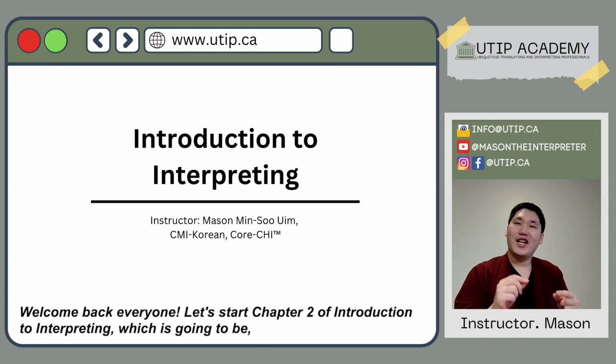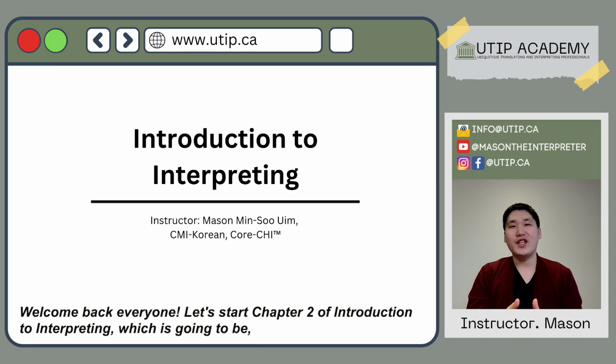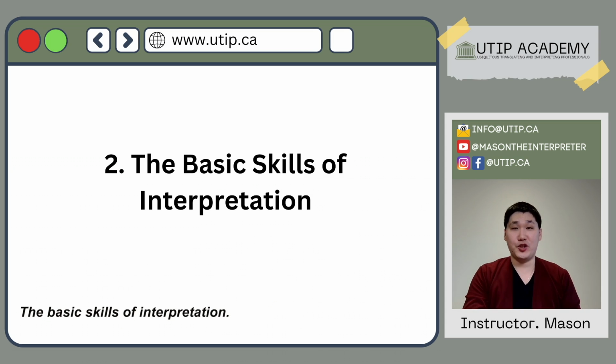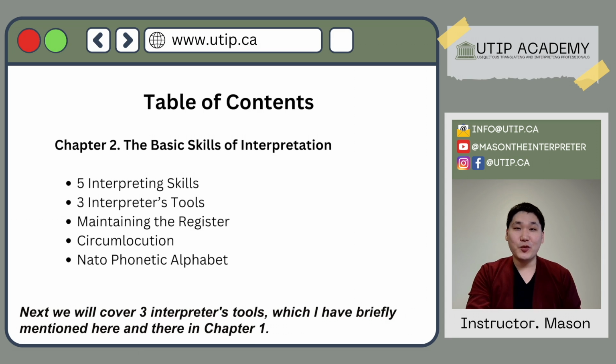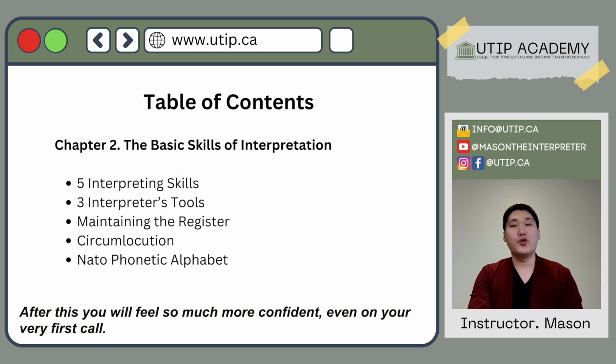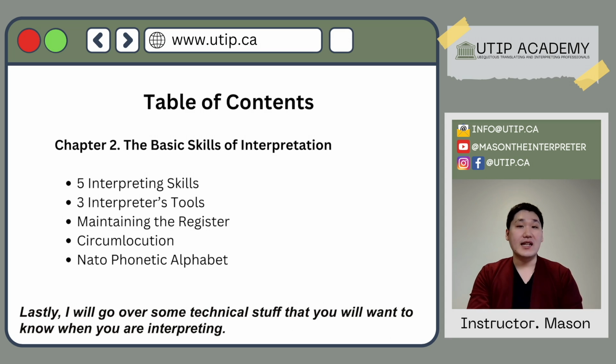Welcome back, everyone. Let's start chapter 2 of the Introduction to Interpreting, which is going to be the basic skills of interpretation. We will first learn what I call the 5 interpreting skills that will help you interpret accurately and completely. Next, we will cover 3 interpreters' tools, which I have briefly mentioned here and there in chapter 1. After this, you will feel so much more confident even on your very first call. Lastly, I will go over some technical stuff that you will want to know when you are interpreting.